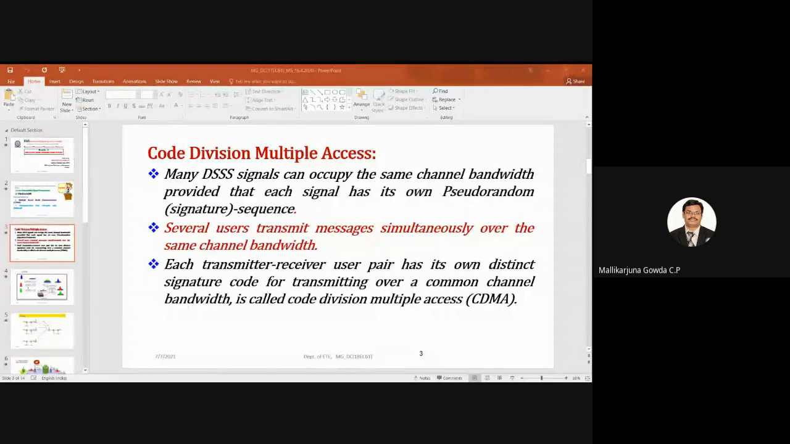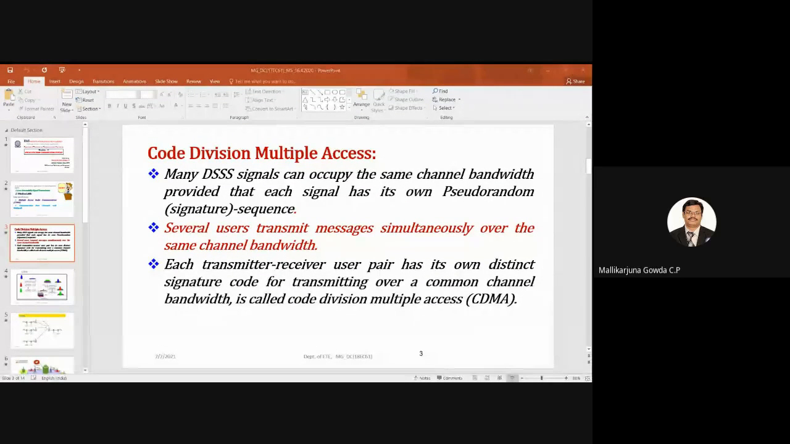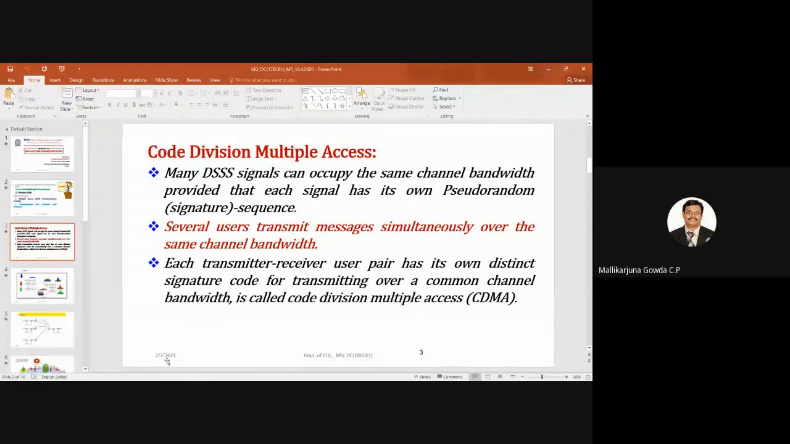Yeah. So let me discuss this CDMA. I hope we're able to see this full slide. No, sir. You're not able to see full screen. Slideshow not able to see. Okay, fine.